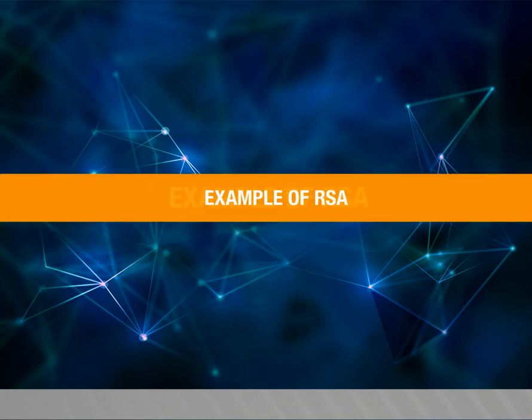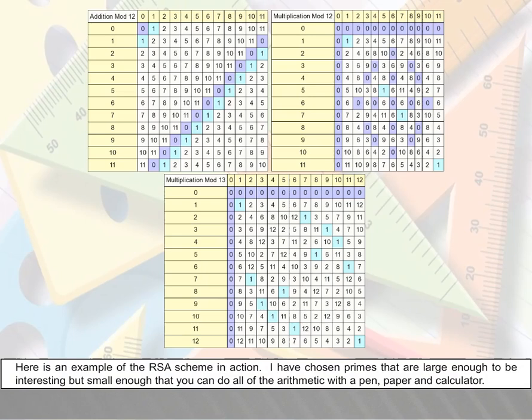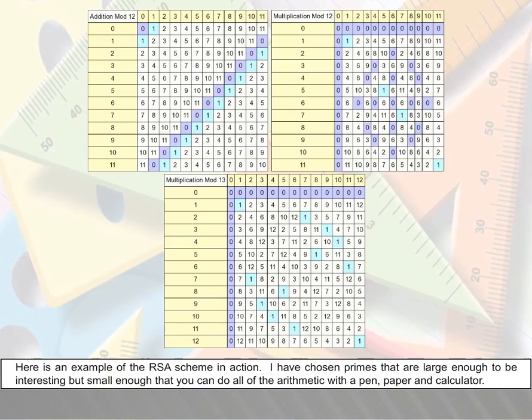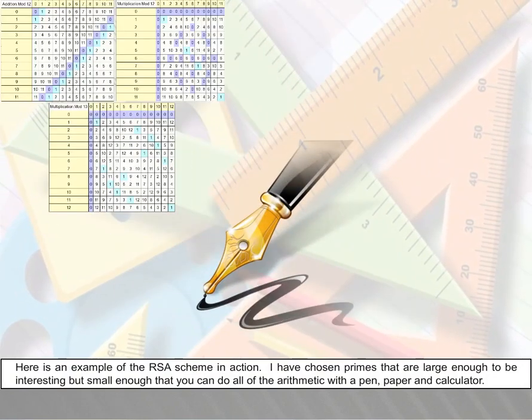Example of RSA. In this video, we are going to see an example of RSA. Here is an example of the RSA scheme in action. I have chosen primes that are large enough to be interesting but small enough that you can do all of the arithmetic with a pen, paper, and calculator.